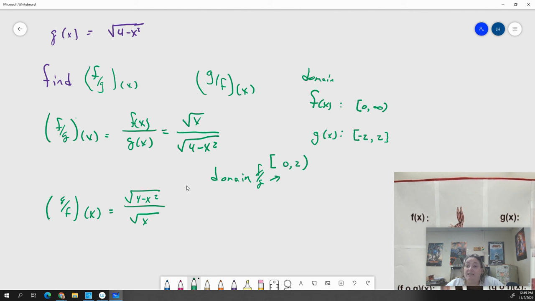The only thing that x can't be in this is 0, because that would make it 0. So our domain would be 0 to 2, right? Y to 2, because this one also can't be less than 0 because it breaks the rules.